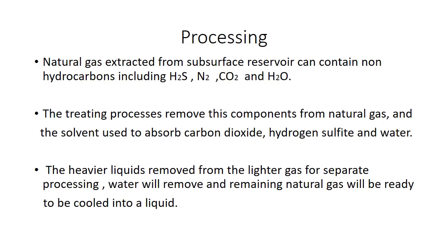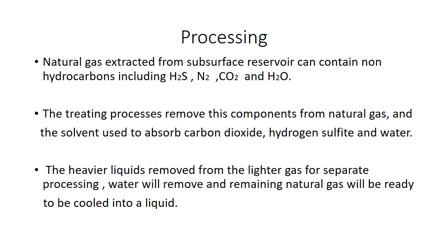After production, the processing part comes. In the processing, the natural gas extracted from the subsurface can contain hydrogen sulfide, nitrogen, carbon dioxide, and water, and those are non-hydrocarbons. The treating process removes these components from natural gas, and a solvent is used to absorb carbon dioxide, hydrogen sulfide, and water. Also, the heavier liquids are removed from the lighter gas for separate processing. Also, water will be removed, and the remaining natural gas will be ready to be cooled into a liquid.